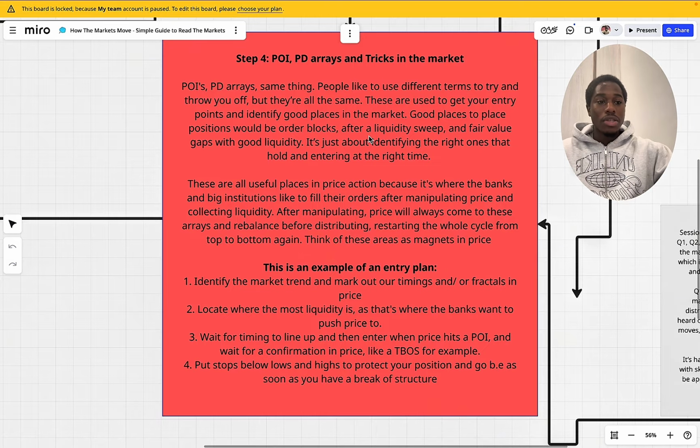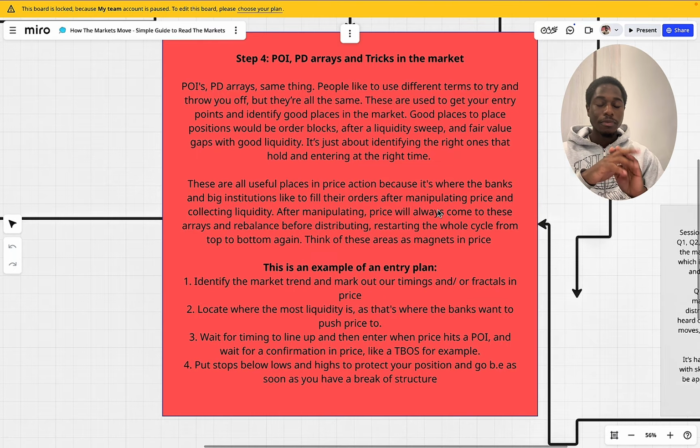Now, these are useful places in price action because it's where banks and big institutions like to fill their orders after manipulating price and collecting liquidity, such as the stop losses, pending orders, and all of that stuff. So after manipulating, price will come to these arrays and rebalance before distributing, restarting the whole cycle from the top to bottom again. You can think of these areas like magnets for price.